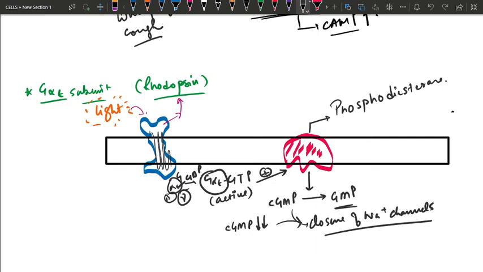When there is no light, G alpha T GTP will not be activated, the cyclic GMP level will be high, and the sodium channels will be open. But when there is light, there will be closure of the sodium channels. That is an important point you have to remember. G alpha S and G alpha I activate and inhibit adenylyl cyclase, while G alpha T activates the phosphodiesterase.